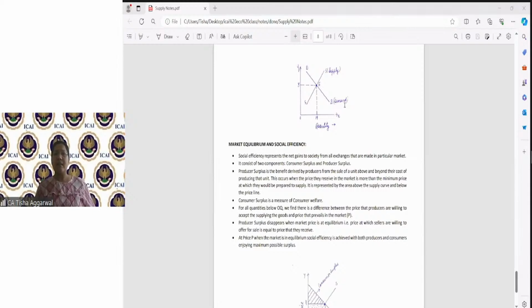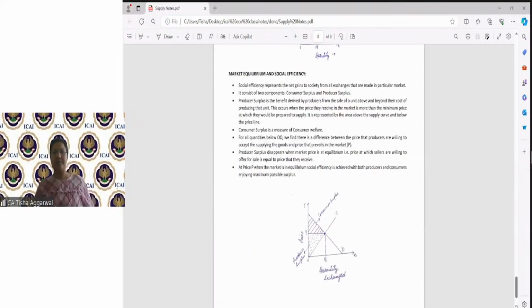Next, let's talk about market equilibrium and social efficiency. What is market equilibrium and social efficiency? Anybody? Anybody who knows what is market equilibrium and social efficiency? Just maybe a fluke also. Now, please understand, there are two concepts that we are going to talk about: consumer surplus and producer surplus.